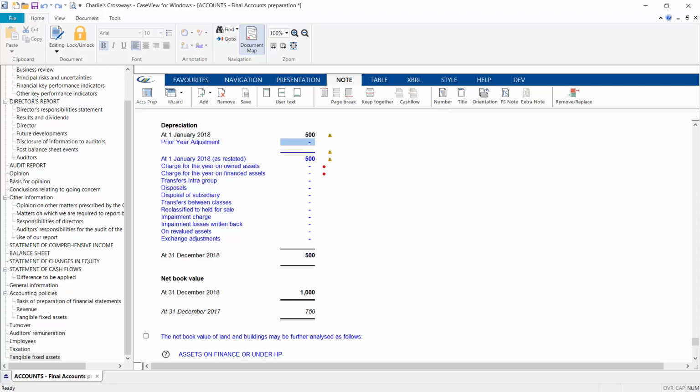In the event that your TB includes pence, errors may be caused by figures rounding up or down. Therefore, it is important to check that the figures round correctly in the tangible fixed asset note.